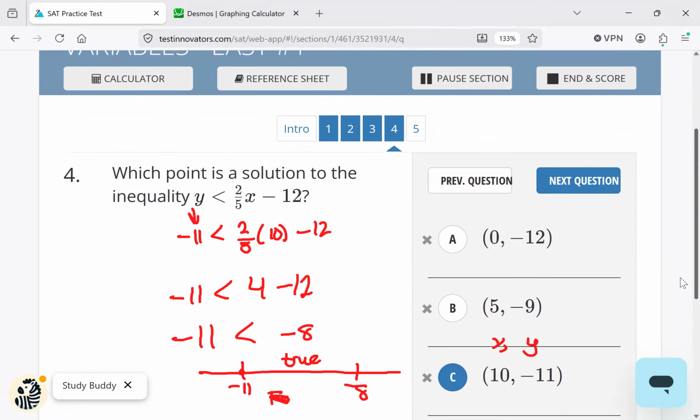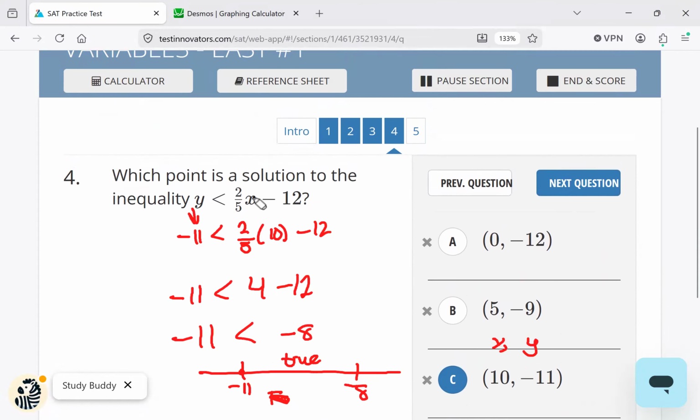Okay, so that's four. And the other way is graphing it the long way, but I'm not going to do that method.